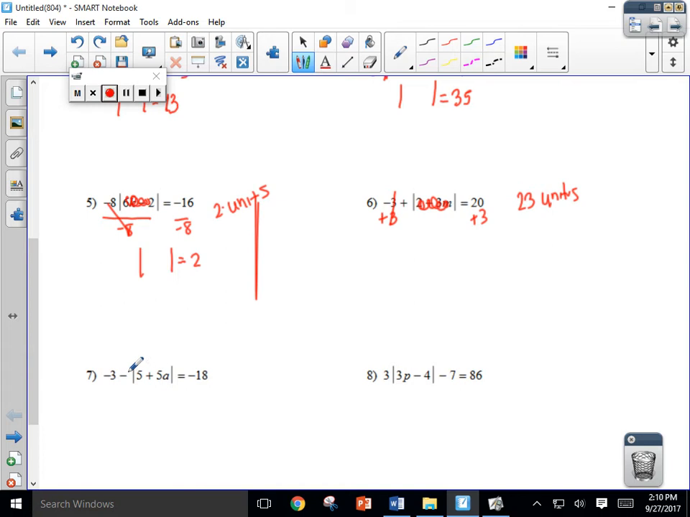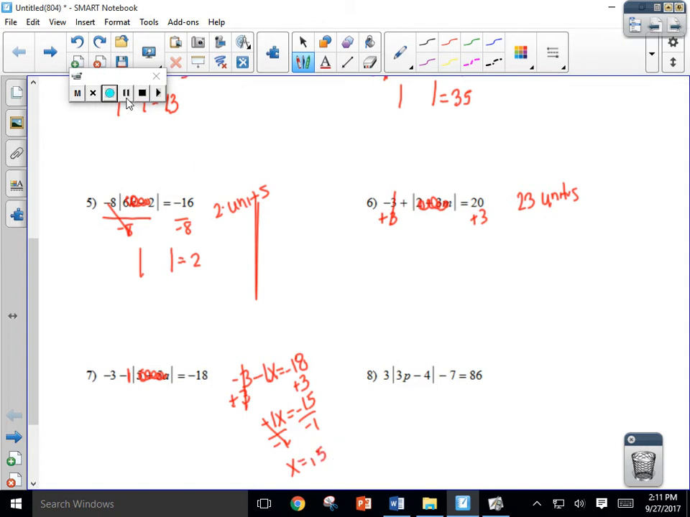This one was a little tricky. There's negative 1 right here that's being multiplied to that. So just like if I had a negative 3 minus 1x, if I was solving for x, just like here, I'm solving for the distance. First thing I would do is add 3. And then I would divide by negative 1. Except instead of an x, this is the distance. So the distance is equal to 15 units.